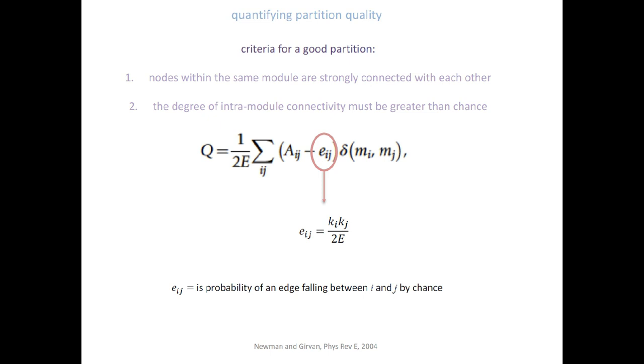Yes, that's this, because this is an undirected network, and so over in the sum we're counting things twice, and so if it was a directed network, it would just be one.